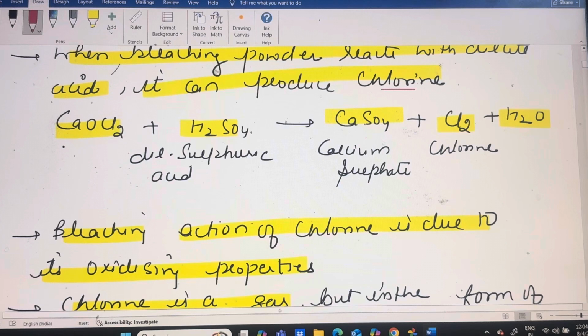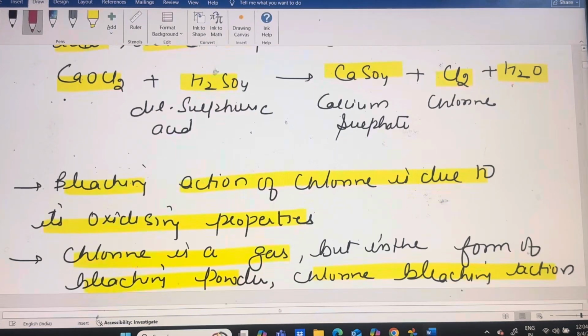Chlorine. And why can't we use chlorine alone? Because chlorine is a gas, it is difficult to utilize and store. So in the form of bleaching powder, this chlorine can be entrapped and its effect can be utilized. Because जब भी हम इस ब्लीचिंग पाउडर को डाइल्यूट सल्फ्यूरिक एसिड के साथ रिएक्ट करते हैं, it will lead to the formation of calcium sulphate, chlorine and water.